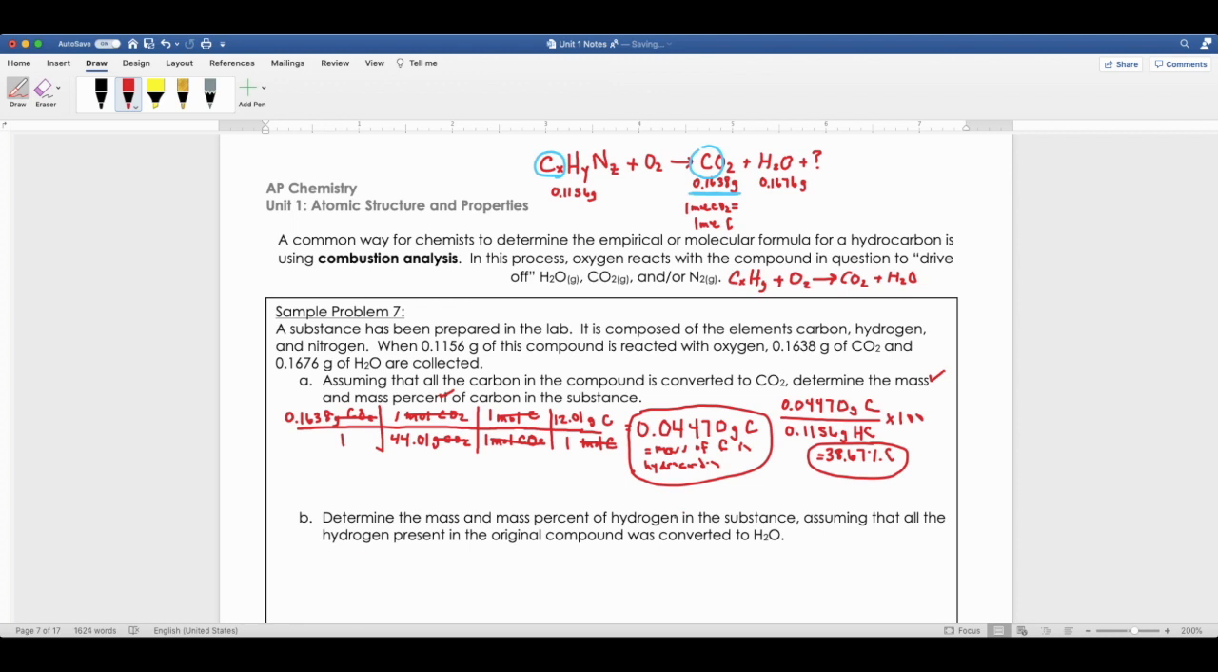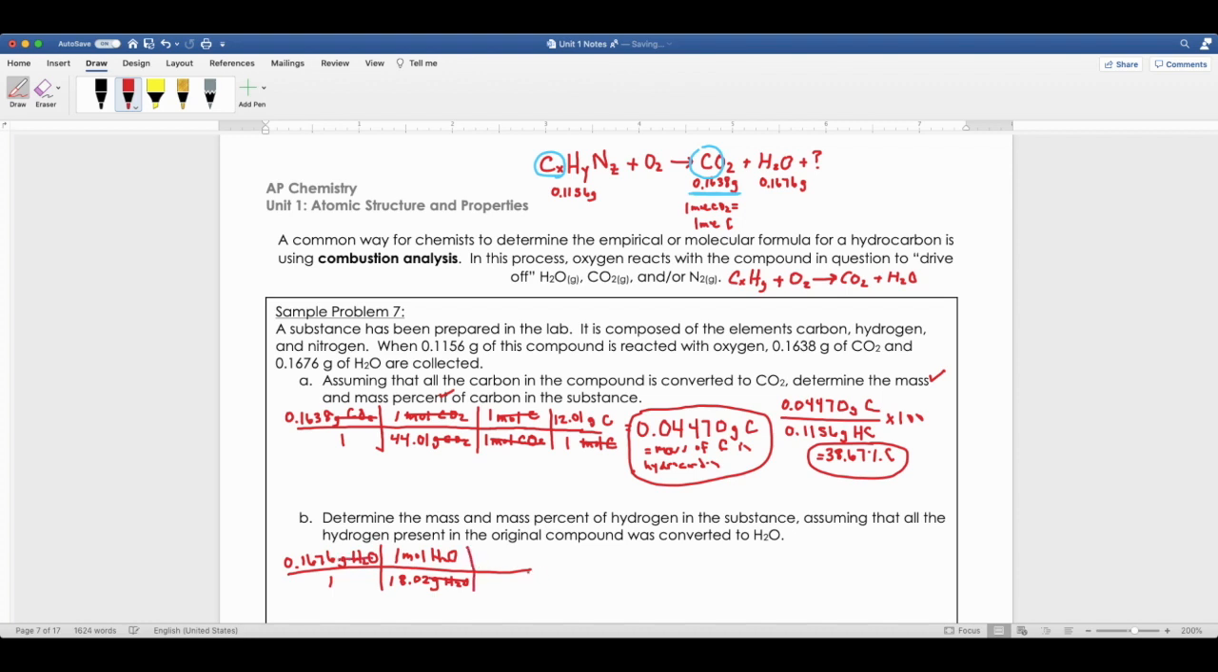Anyway, let's do hydrogen in the substance. So I know I produced 0.1676 grams of water. Let's convert this to moles of water first. There's 18.02 grams of water in 1 mole of water. That's just a basic Chem 1 question. That cancels out.